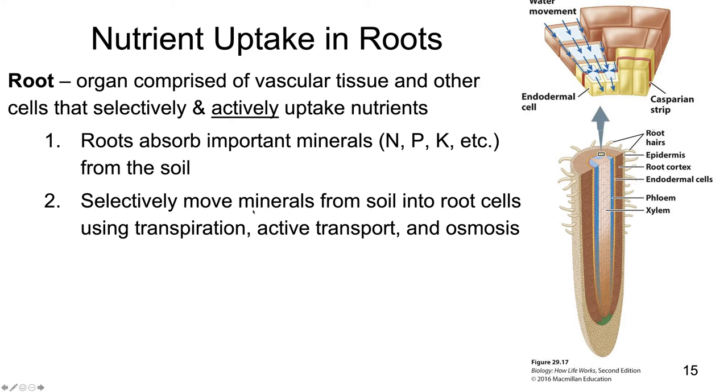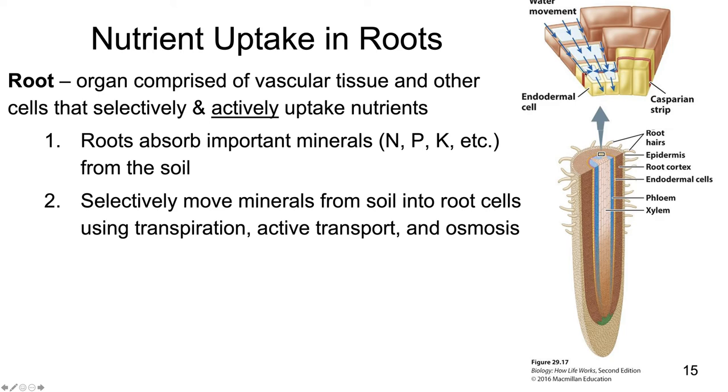Roots also use active transport. So remember, active transport is actively, so using energy, to pump ions into the root cells. And it also uses osmosis as well. Okay, so basically it looks like this, where you've got these root cortex cells where you have water movement, and dissolved in the water are some solutes like nutrients like nitrogen, phosphorus, potassium, and so on.